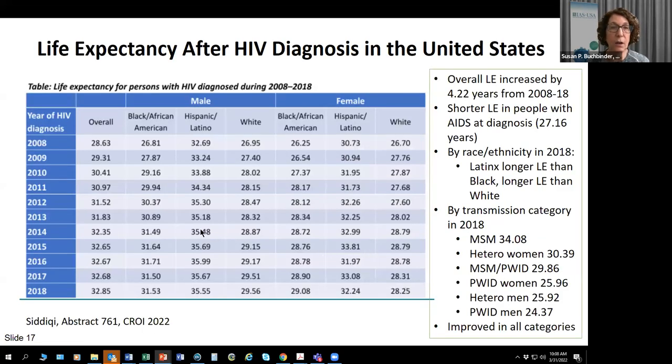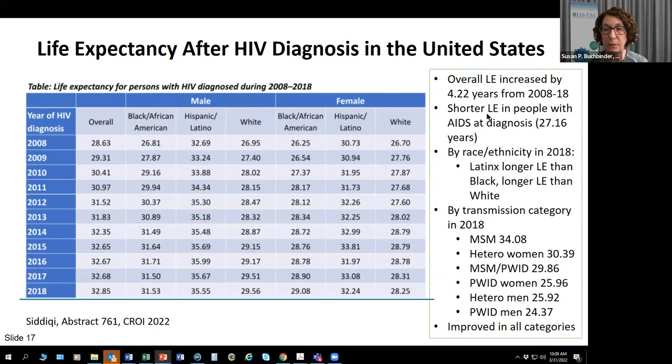This now is some data on the life expectancy after an HIV diagnosis in the United States from 2008 to 2018. And what you'll see is that overall, there was a 4.2-year increase over that 10-year span of time. The men are on the left and the women are on the right, but if you go to the very right of the slide, I'm going to give you the summary of what was found.